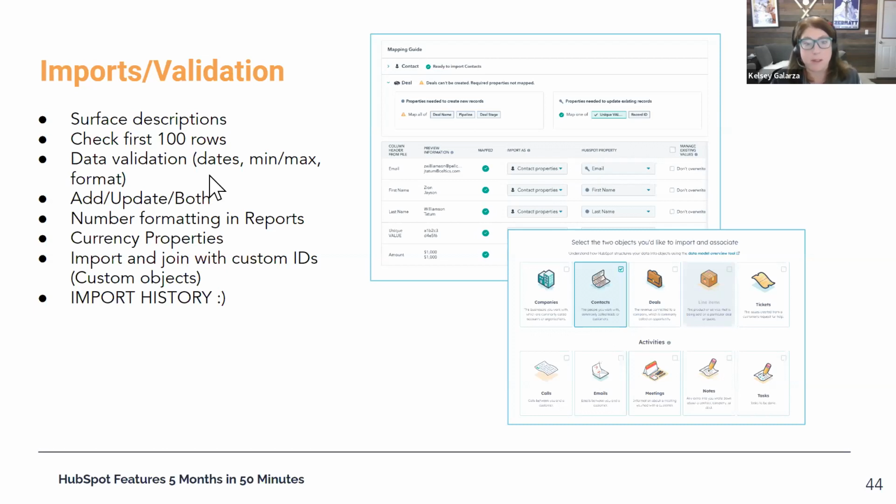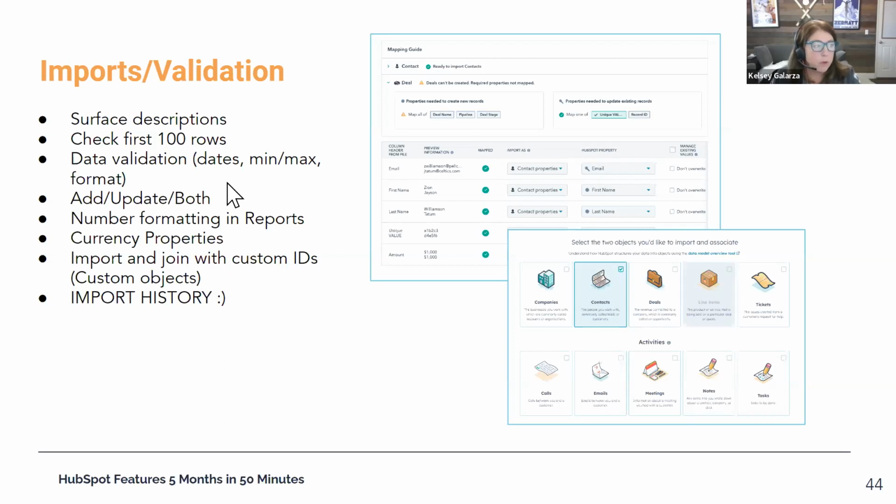For text fields, you can set a length. For number fields, you can set decimal points. You can set min maxes. You can set unique values. There's a lot of things you can do. Dates, you can set, you know, previous to today only or future dates only. Lots of great choices for data validation.